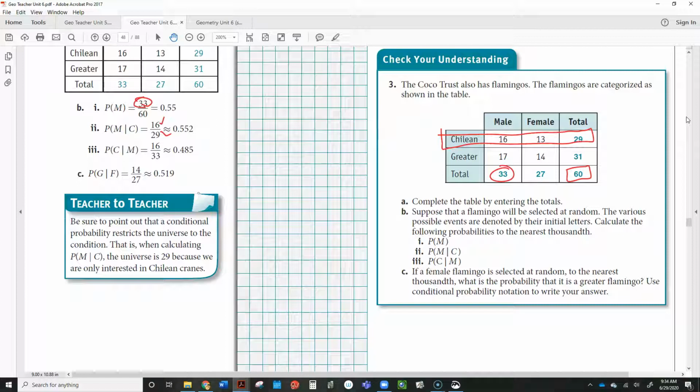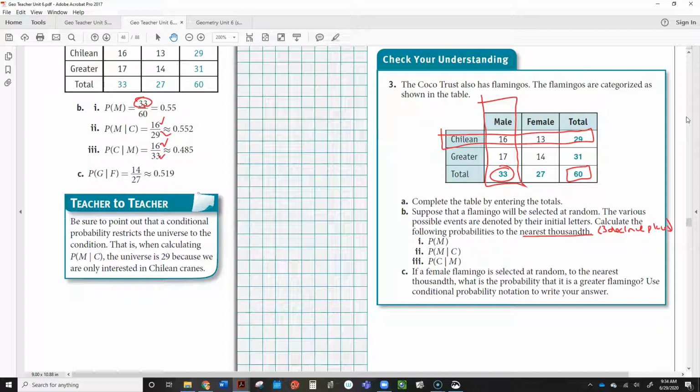This one says find the probability that it's Chilean given that it's male. So we're only picking from the males. So the total that goes on bottom is the total number of males. That's 33. So that's why we put 33 on bottom. And then of those 33 males, there's 16 of them. That's the desired event. So 16 out of 33 is about 0.485. It says round to the nearest thousandth. So that's 3 decimal places, in case you didn't know.